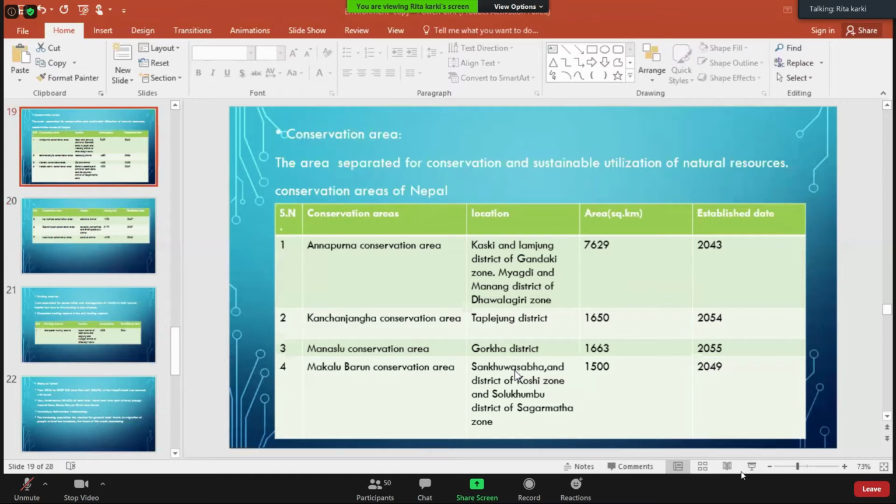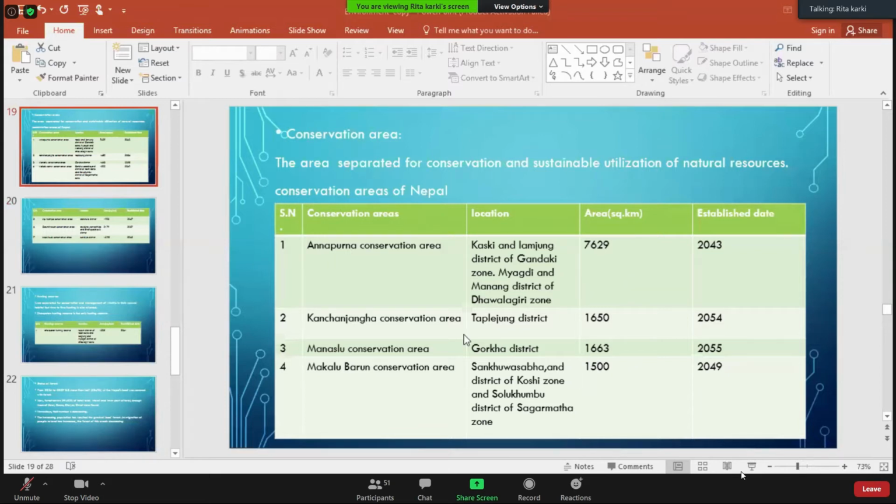It lies in Sankhuwasabha district of Kosi zone and Solukhumbu district of Sagarmatha zone. So basically, 2 different districts are associated with the Makalu-Barun conservation area and national park.